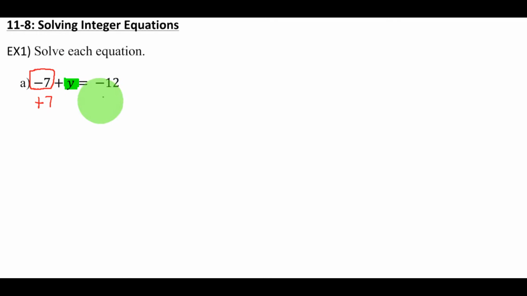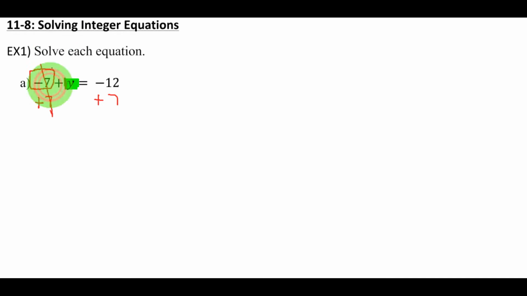Now we've got to keep this equation balanced. So whatever I do to this side of the equation, whatever I do to this stuff over here, I've got to do it to the other side. So if I add 7 over here, I'm going to add 7 to the other side. Okay, so -7 and the addition of +7, they cancel out. We're done with them. On this side, I'm left with +y.